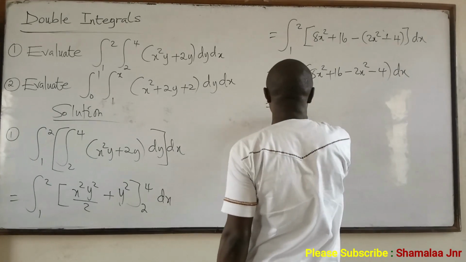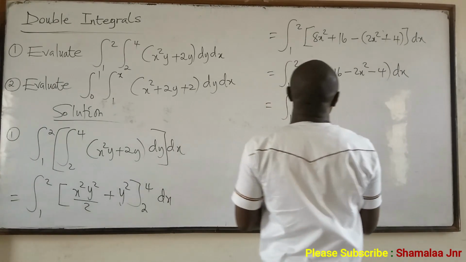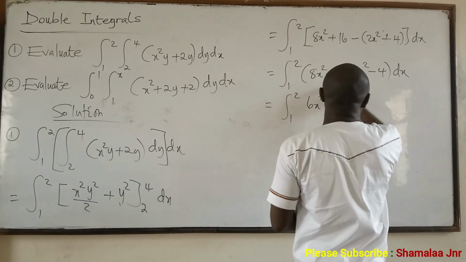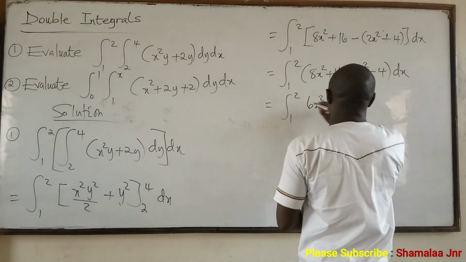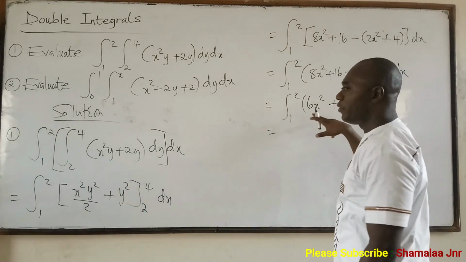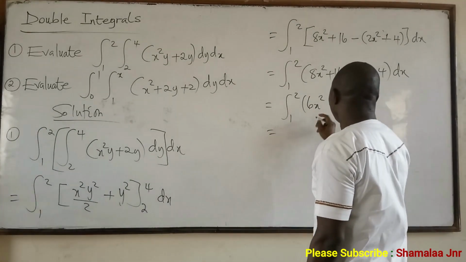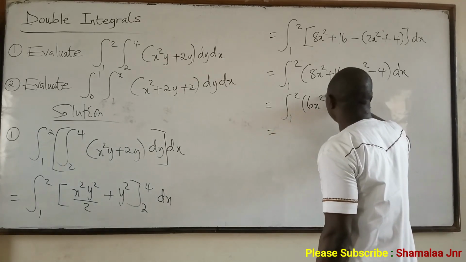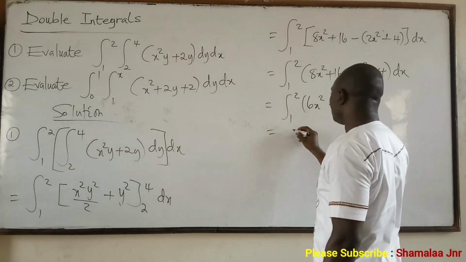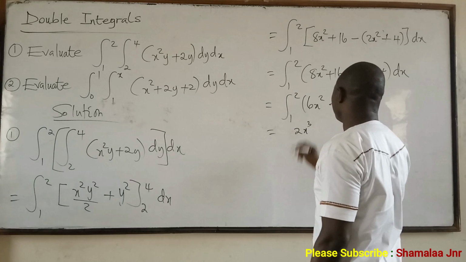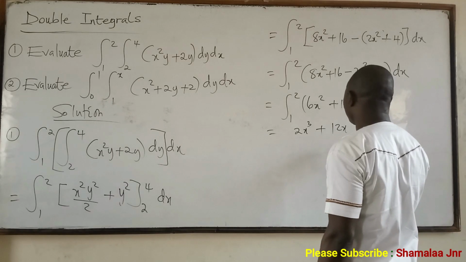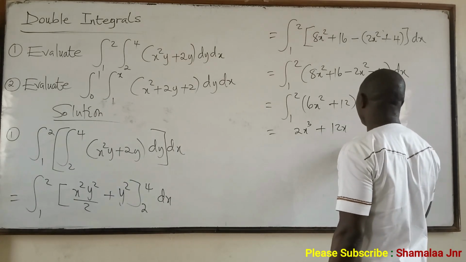This is equal to integral from 1 to 2 of 8x squared minus 2x squared, which is 6x squared, and 16 minus 4 is 12, dx. So this is equal to, we are going to integrate this one with respect to x. The x squared, you integrate to be x cubed over 3, and 3 goes into 6, 2. So this one will be 2x cubed, plus, when you integrate 12 with respect to x, we get 12x.